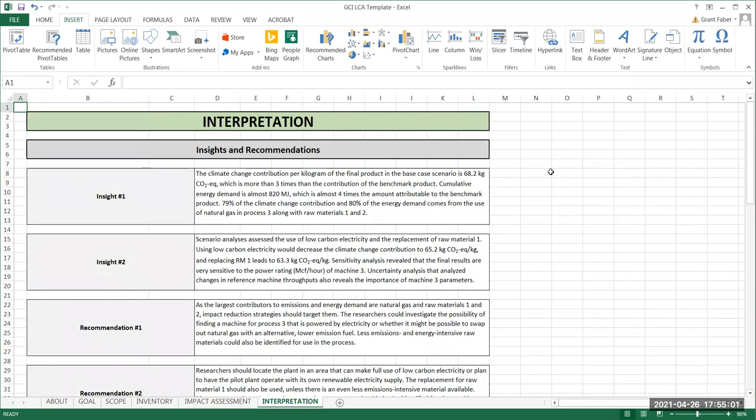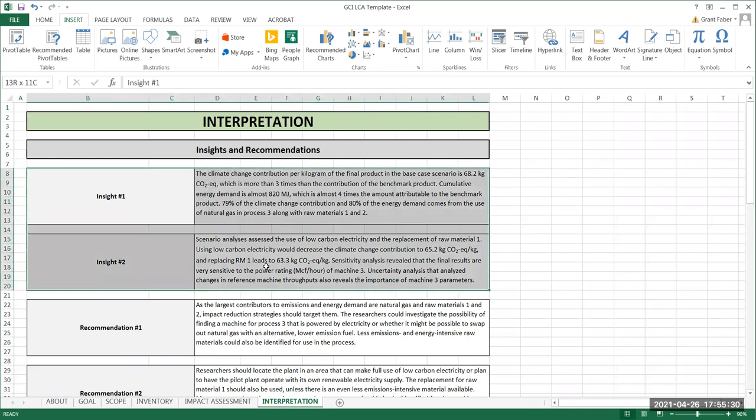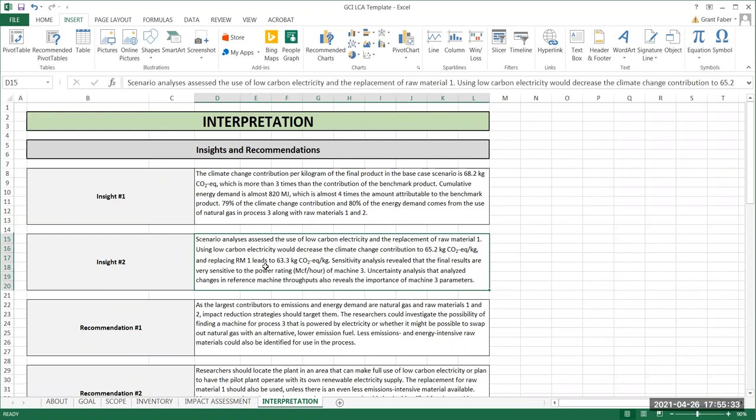Finally, we have the interpretation worksheet. The interpretation worksheet is really meant to be filled out after all of the other steps are completed, although, as I mentioned, it's technically an iterative process where you're interpreting results as you go through the study. But in terms of actually filling out the insights and recommendations, usually you can only do that once the impact assessment worksheet is filled out and complete. First, we have insights, which are basically just the results of the study. What did you find? What are the main impacts? What are the sensitivity, scenario, and uncertainty analyses showing, and so forth?